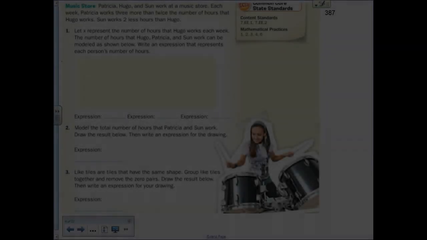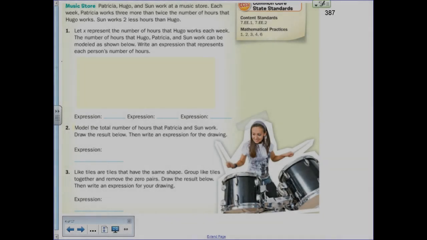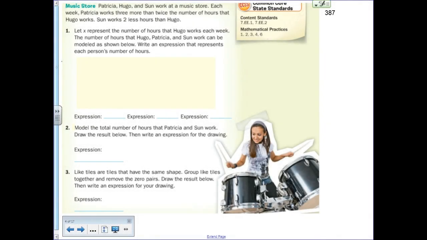Okay, now we are going to look at writing and simplifying expressions from word problems. This starts on page 387 of your textbook, and that's where you will find this situation. Patricia, Hugo, and Son work at a music store. Each week, Patricia works 3 more than twice the number of hours that Hugo works. Son works 2 less hours than Hugo.